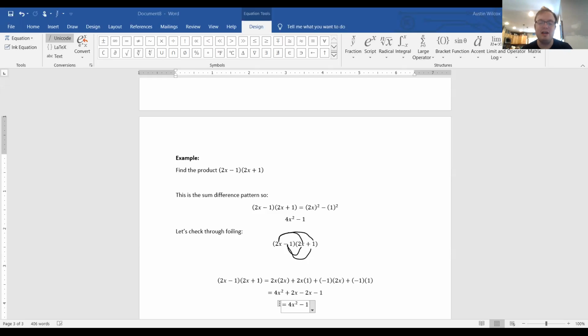If I look at 7r squared and negative 7r, the greatest common factor with the numbers is 7 and 7, that's 7. And between r squared and r, the greatest common factor is just r. So what I have left on the left side after I take out 7r is r minus 1.